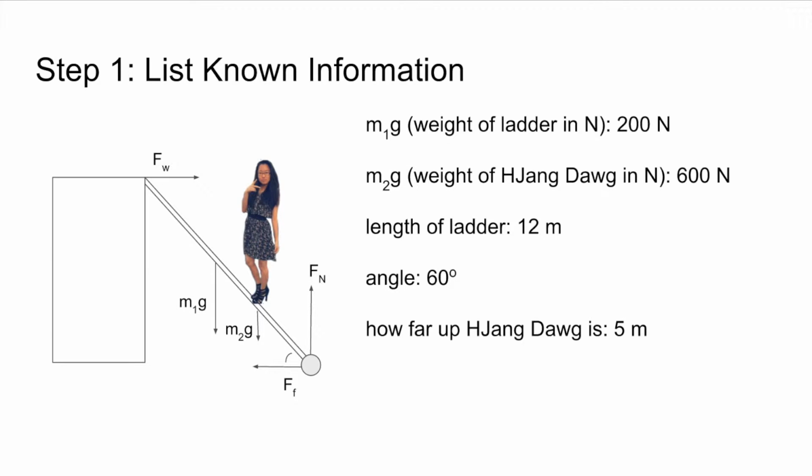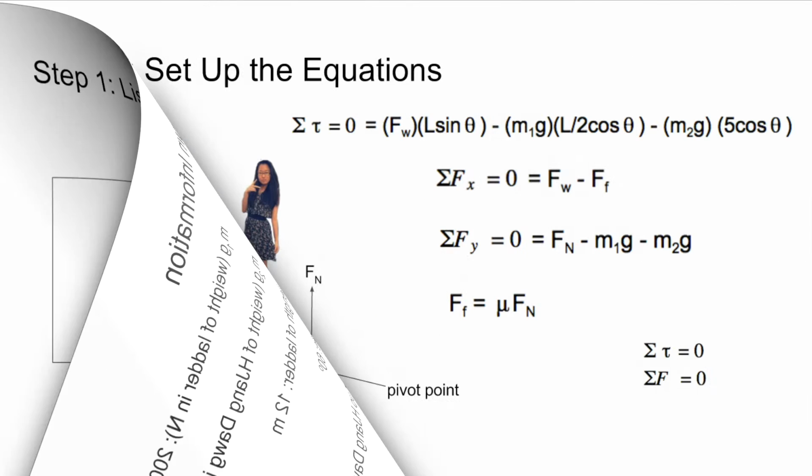Step 1. List known information. We know that the weight of the ladder is 200 newtons, the weight of H. Jang dog is 600 newtons, the length of the ladder is 12 meters, the angle is 60 degrees, and H. Jang dog is 5 meters up the ladder.